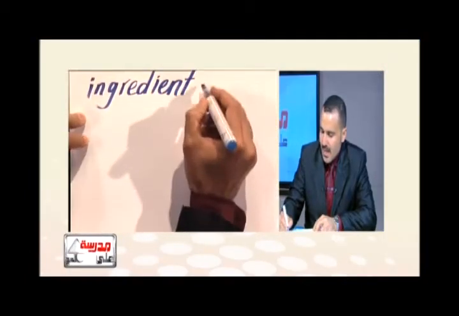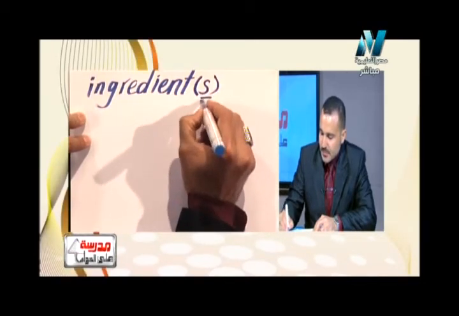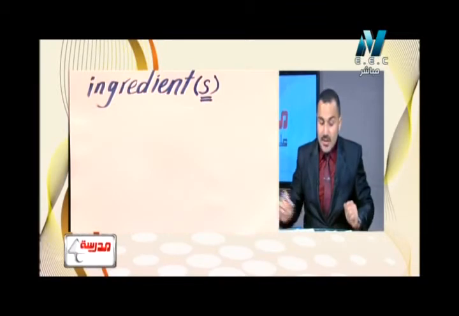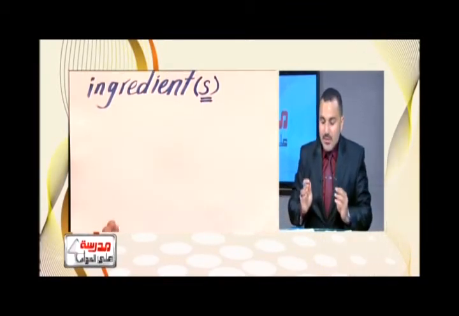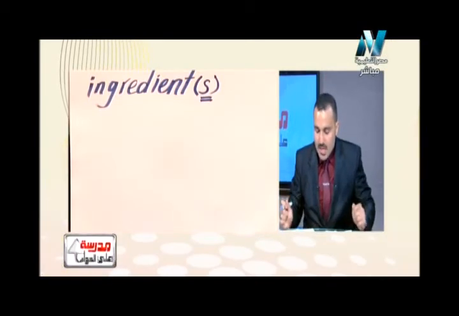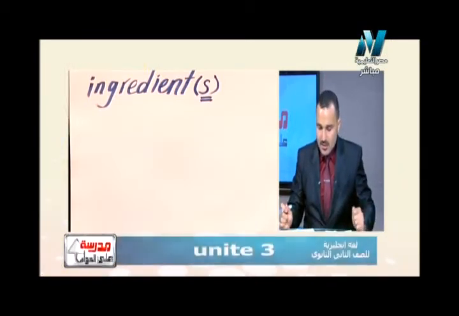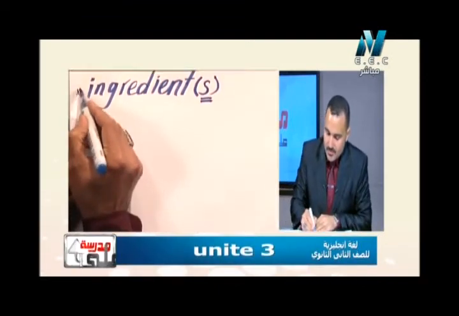Ingredient, and it can be plural, so we can add s. Ingredient, ingredients. Okay. Ingredient means the things or the thing that is used to make another or something else. Okay. Let's write this example.